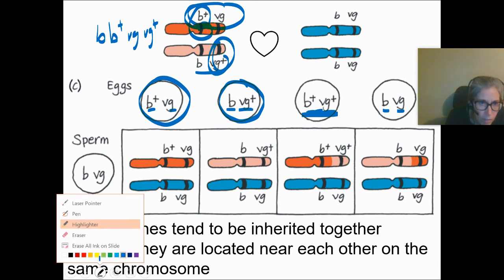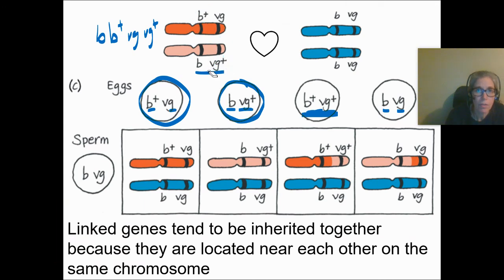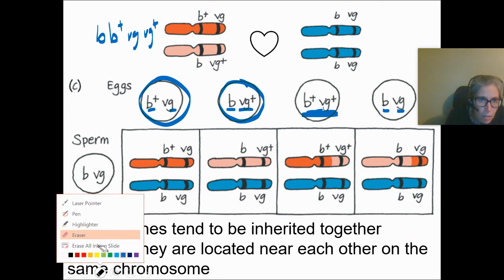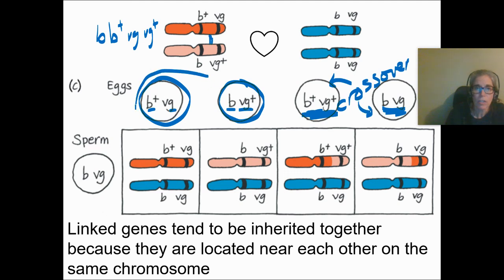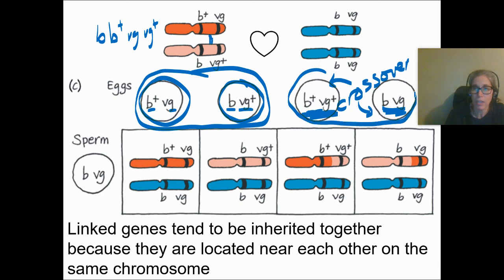So if you end up having a crossover in here somewhere, then the B plus and the VG plus can get together, or the VG and the B can get together. But these two can only happen if there's crossover, right? If you have crossover, then these two can happen. So we're going to call these parental type gametes. These are the eggs. And we're going to call these recombinant type gametes. And I'll write that down for you in the next slide.